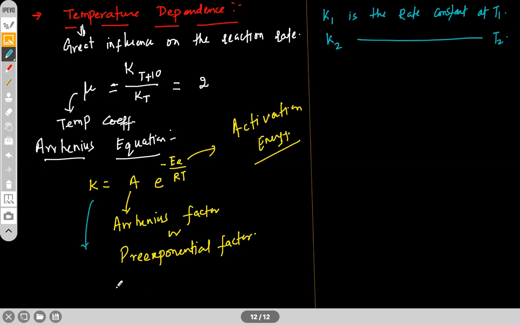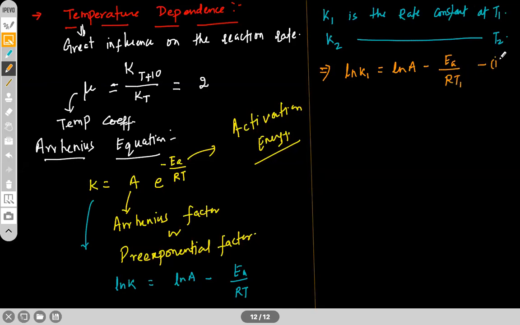In this relation, if I take ln on both sides, it becomes ln K equals ln A minus EA by RT. Now at two different temperatures, we get ln K1 equals ln A minus EA by RT1, equation 1, and ln K2 equals ln A minus EA by RT2, equation 2.